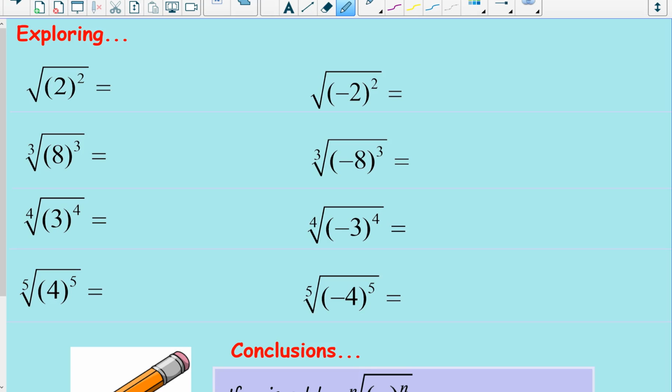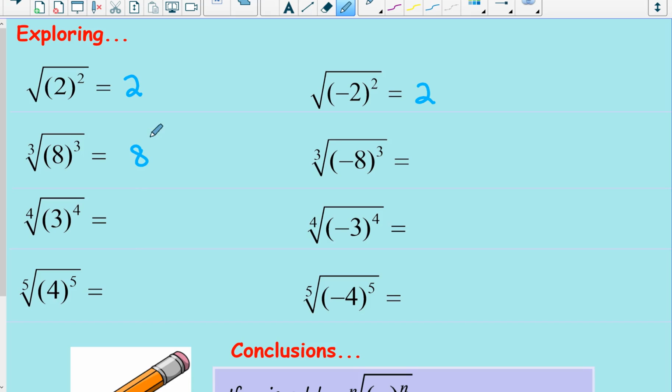All right, we're going to be looking for a pattern here. So I have a bunch of numerical examples to lead us to that pattern. The square root of 2 squared is just 2. Square root of 4 is 2. What about the square root of negative 2 squared? Again, it would be the square root of 4, which would just be 2. What about the cube root of 8 cubed? Well, that would be the cube root of 216. That would just be 8. I think it's 216. I don't know. That feels right, but I'm not sure.